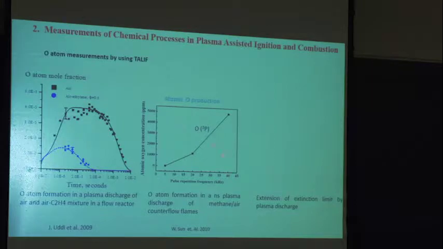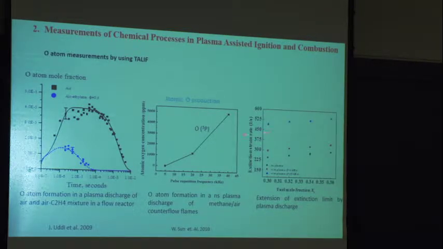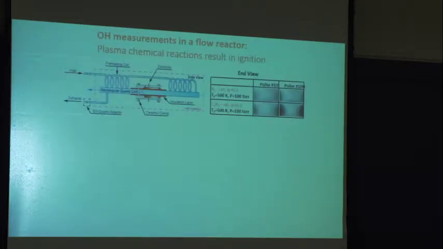So anyway, they try to produce a significant amount. This is pure oxygen, of course. It produces a significant amount of atomic oxygen to initiate the chemical reaction process or to accelerate the reaction. So you can see that the extinction limits of the methane-air mixtures are extended by this atomic oxygen production. Therefore, in situ diagnostics of the excited species and radical production give you a hint of what the major pathway is for the plasma-assisted combustion process.